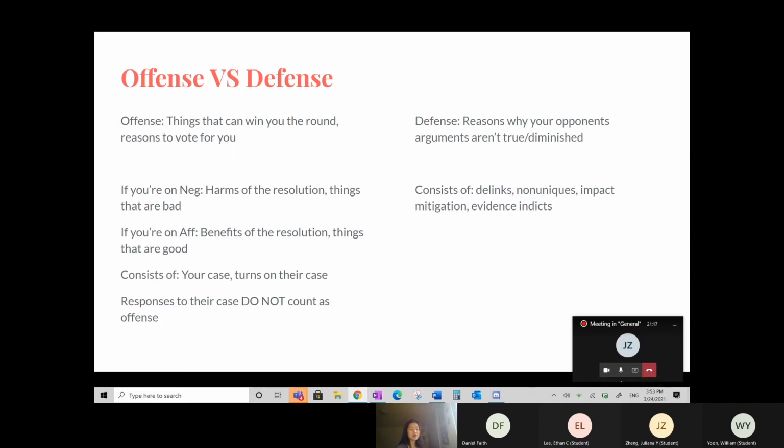But responses to their case do not count as offense, right? So if you're like, oh, judge, my opponents are wrong because innovation doesn't actually go down, innovation stays the same. First of all, that's not a reason to vote for you, right?